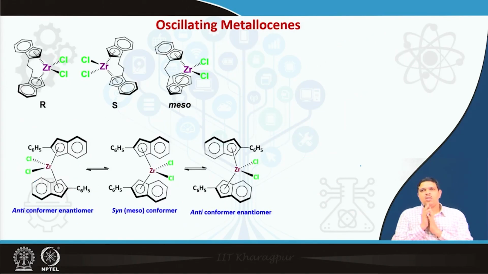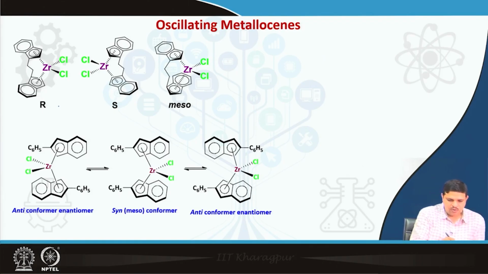However, one thing we have to understand is that if your Cp ligands are not bridged, then due to the fast rotation of the Cp rings, we don't get any kind of tacticity. It is very difficult to get a particular tacticity in the polymer. So as an example, like this one, okay. So here you see this one, and this one.